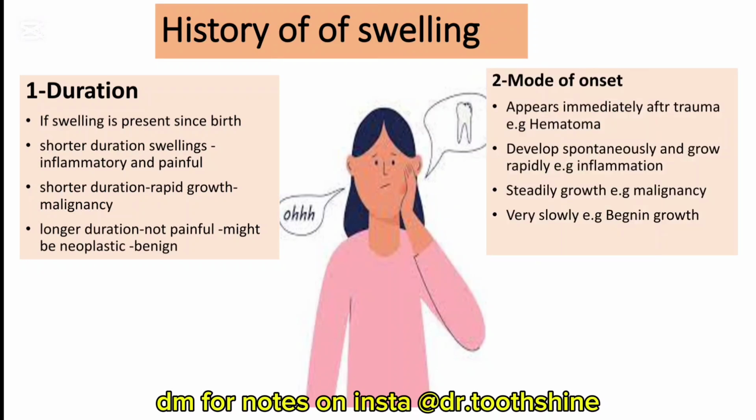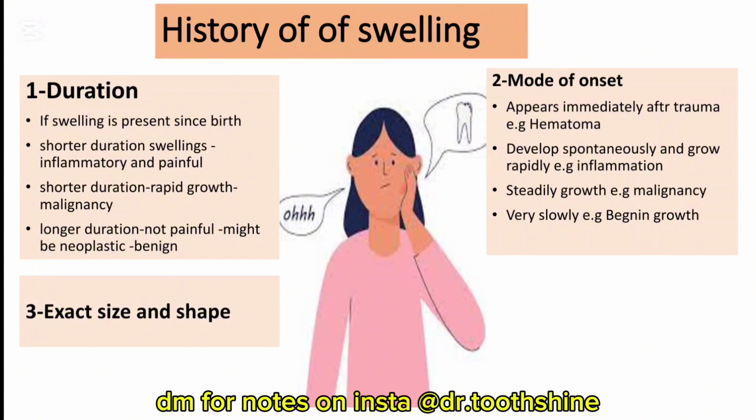Next, mode of onset is also important, like when it appears. If it appears immediately after trauma, it can be a hematoma. If it develops spontaneously and grows rapidly, it can be inflammation. If the growth is steady, that can be malignant. And if the onset is very slow, it can be a benign growth.